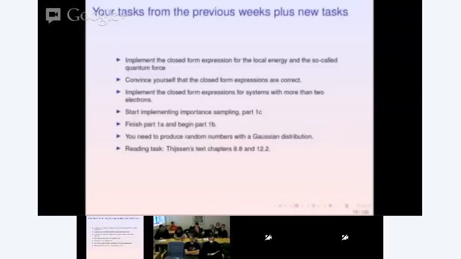So my recommendation now is that you compute the importance sampling part using numerical derivatives first, so you implement this quantum force, and that is not so difficult. That will take you, I would guess, within 2 weeks. At the same time, look at the closed form expressions and start thinking on how to implement them. And you will see a considerable speed up in your code, guaranteed.